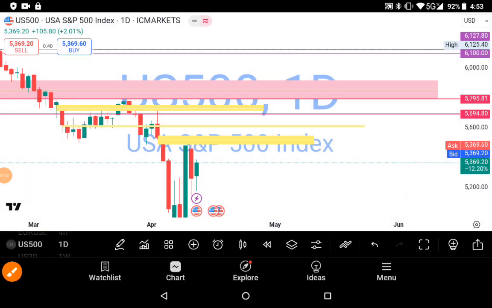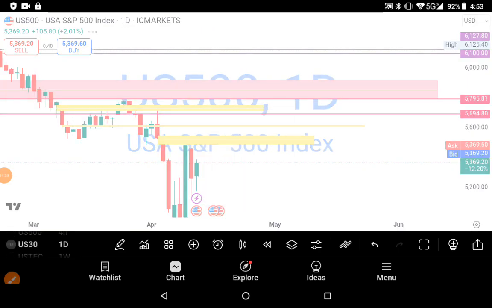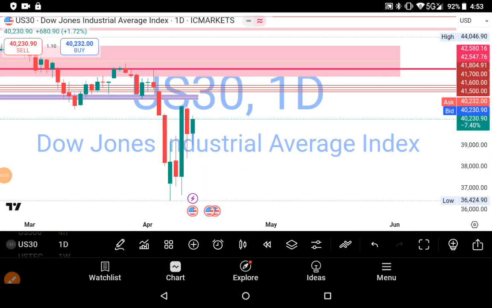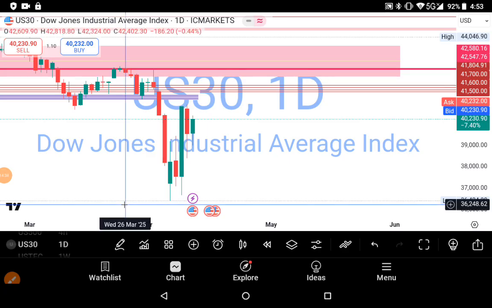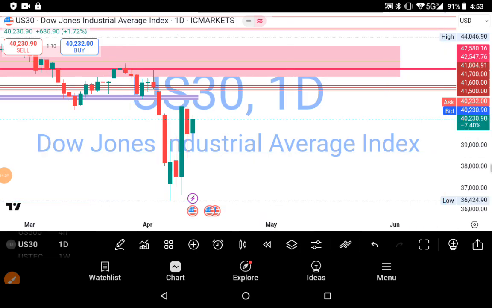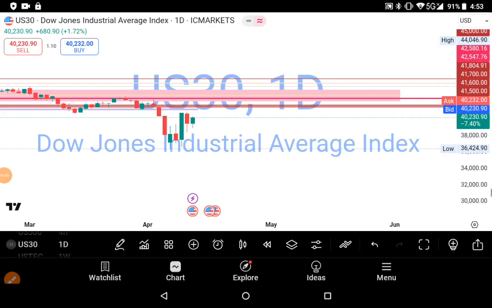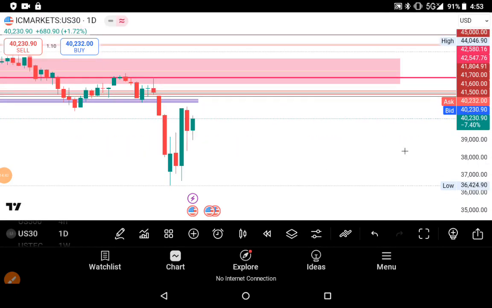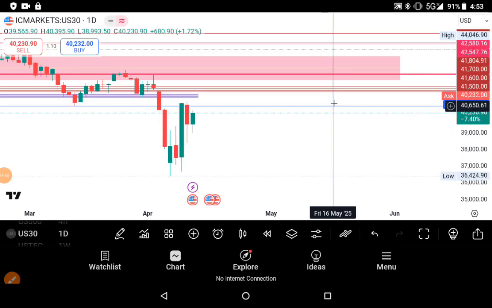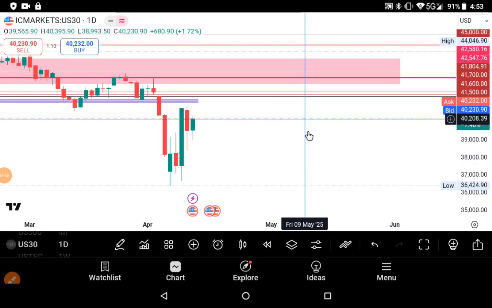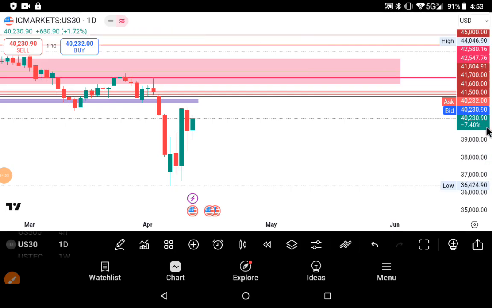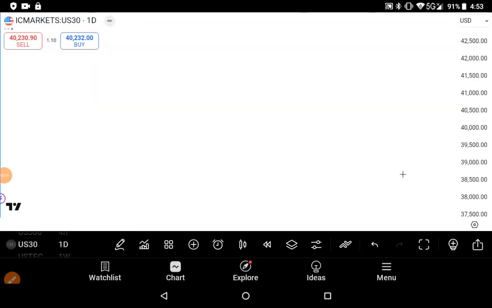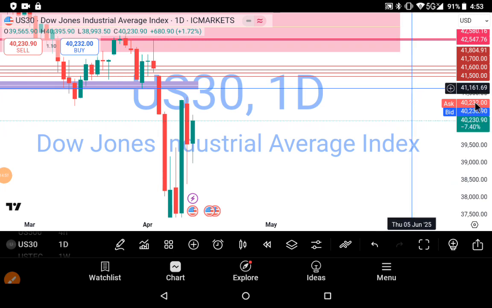Then let's go to our Dow futures. Dow futures last week, I was interested in the market price reacting towards 37,211, and we should see 40,000. So both 37,211 and 40,000, both levels have been visited. Market price has taken those levels.